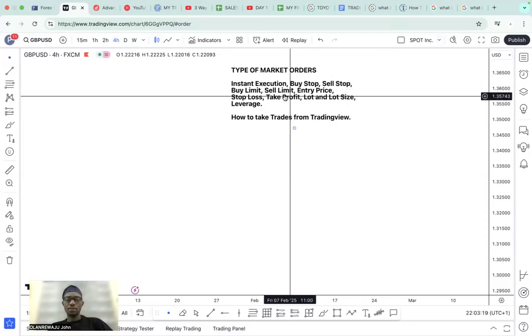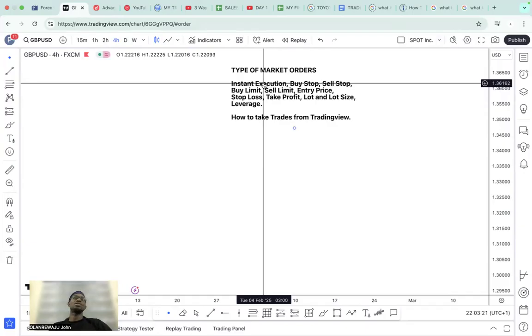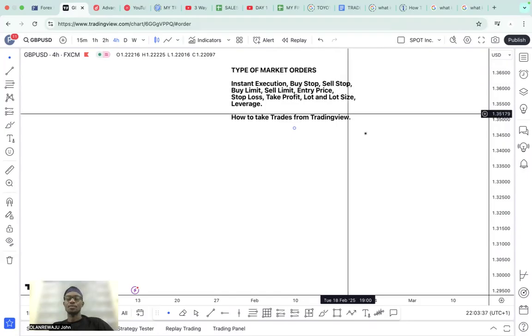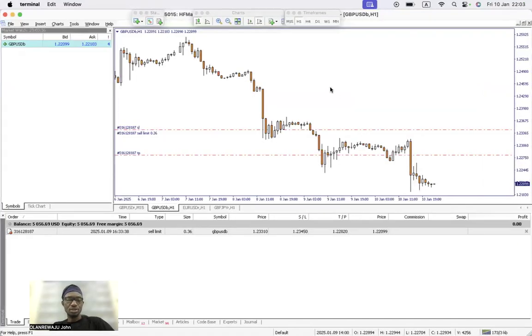So number one, we have instant execution. In the market, there are different ways you can pick your order up and send it to the broker before they fill you. So there's what we call instant execution. Instant execution is that you want to enter the market now.